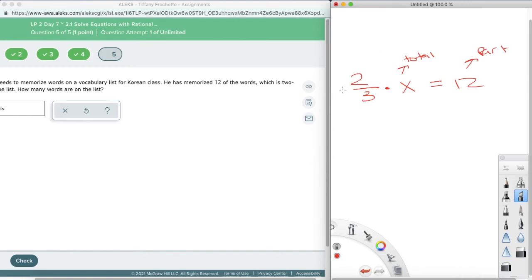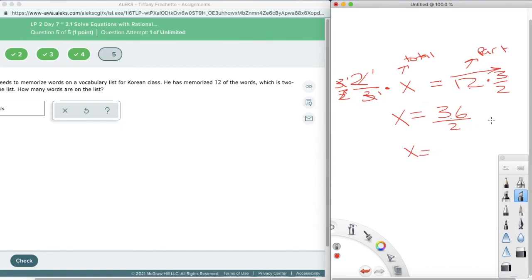So in order to undo this, we do the reciprocal like that. So we're going to multiply both sides by 3 halves. 3 divided by 3 turns into 1s. 2 divided by 2 turns into 1s. So we just have x on this side. So then we go 12 times 3. So we get 36. Don't forget that we have a divide by 2 here. So x equals 36 divided by 2.